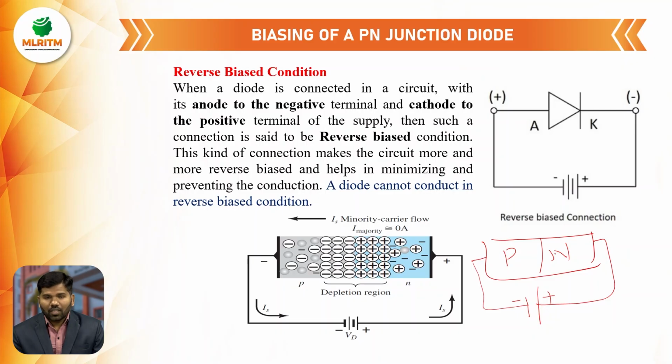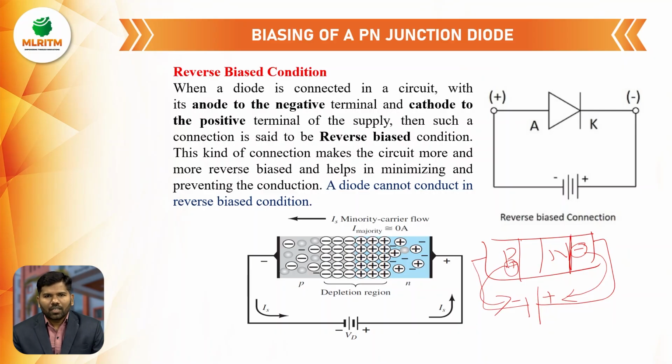What will happen in the reverse bias condition? The majority charge carriers in the p-type semiconductor material are holes, and the majority charge carriers in the n-type semiconductor material are electrons. These positive charge particles are attracted toward the battery negative terminal, and these electrons are attracted toward the battery positive terminal. This leads to an increase of the depletion layer width. Now the charge carriers will not move from the n side to the p side or from the p side to the n side.